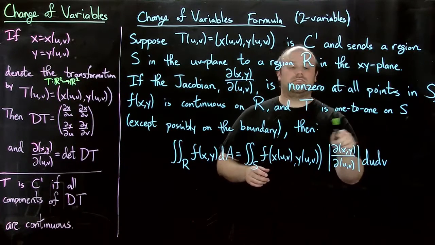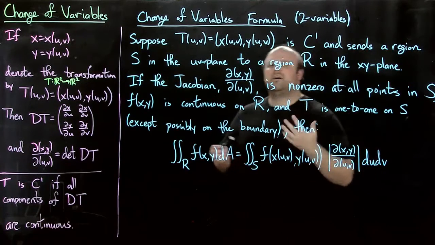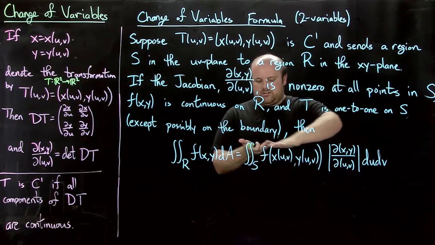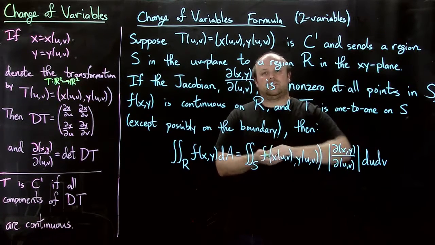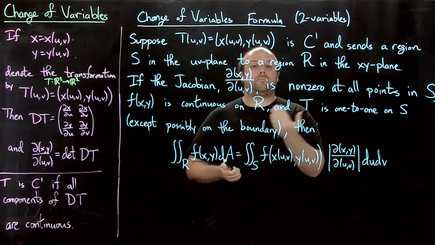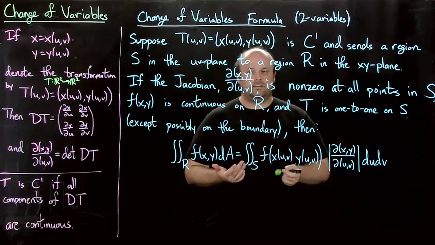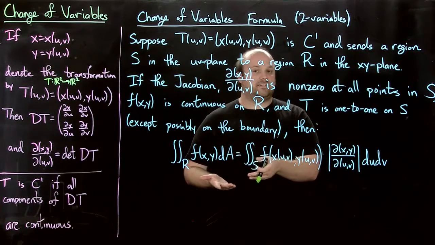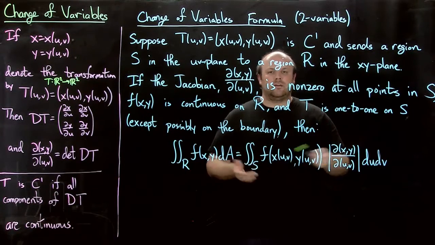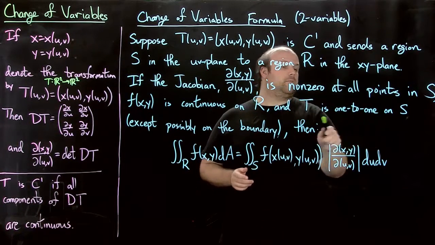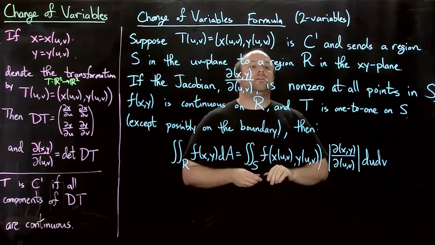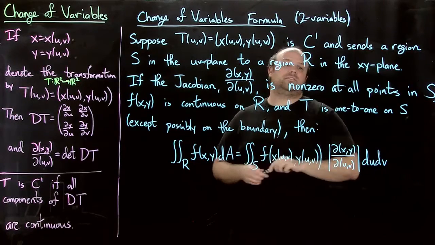Let's explain a couple of the things here. T is 1 to 1 on S. Why do we want that? Well, if we don't have that, we're going to start covering things more than once. Imagine you integrated around a circle from 0 to 4 pi instead of 0 to 2 pi, with the parameterization cosine t, sine t. That's going to wrap you around the circle twice instead of just once. The idea here is we want T to be 1 to 1, so we only cover R once.